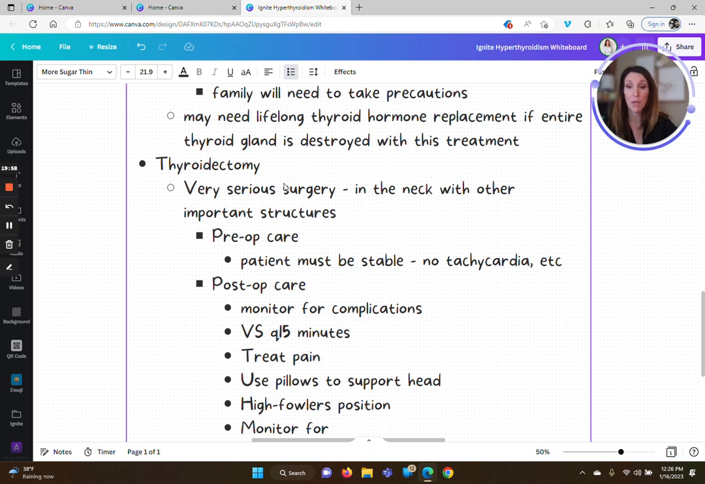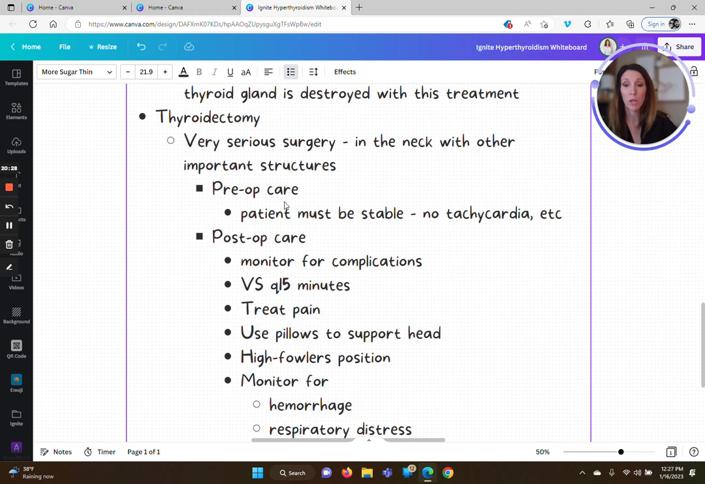But thyroidectomy. So this is a very serious surgery. Your neck contains a lot of extremely important structures, right? You've got huge arteries in your neck that, if I accidentally nicked an artery in my neck, I might bleed to death. Your voice box is there, your airway is there. So this is a very serious surgery, should be taken very seriously. So first of all, for pre-op, we want to make sure this patient is completely stable. This patient is not having cardiac compromise because of their hyperthyroidism. So we've got to get them under control medically before they are going to be able to have surgery.